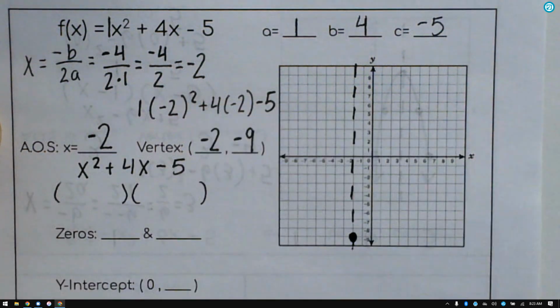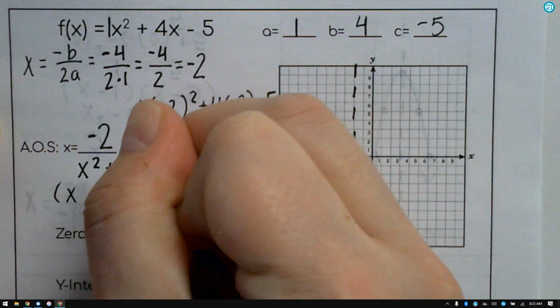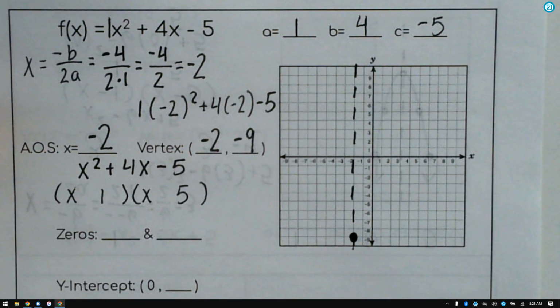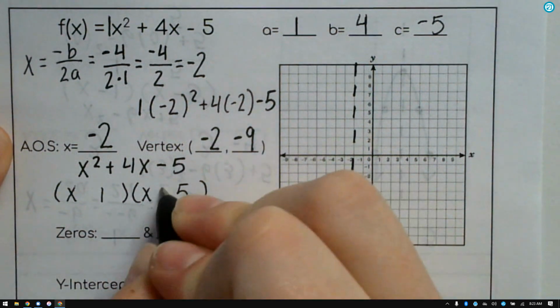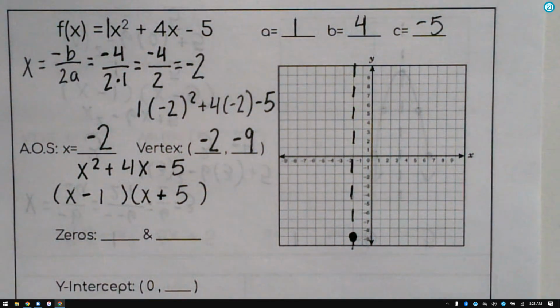The only way to multiply to 5 is 1 and 5. And then I know one of them is going to need to be negative in order to multiply to -5. Because I want to add to be positive, I want the bigger one to be positive and the smaller one to be negative. So it's going to be x minus 1 and x plus 5.